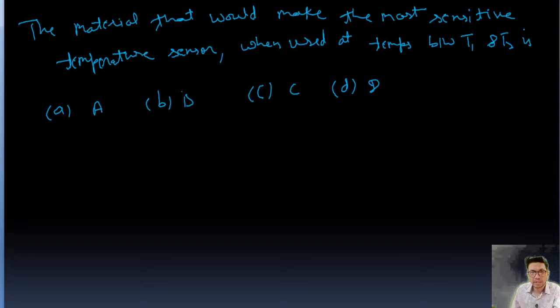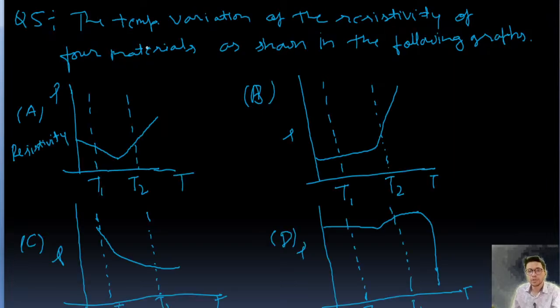So this is the question, guys. Very simple question. I'll read it for you. The temperature variation of resistivity of four materials is shown in the figure. So we have been given four types of material, and the graphs between temperature and resistivity for those materials. This is the graph for the first material, this is the second material, third material, and fourth material.